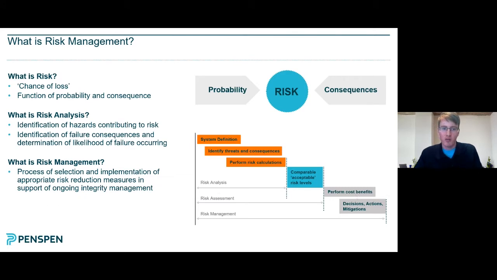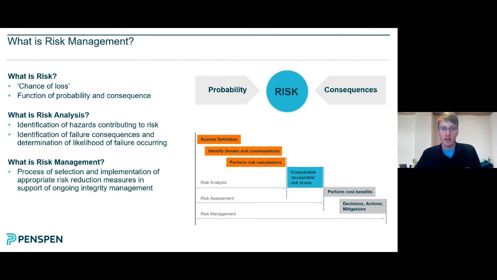So on that basis, then, risk is fundamental to integrity management. And just in terms of a definition of risk, what we're talking about really is the chance of loss, and it is the function then of probability of an event and the consequence of that event manifesting.